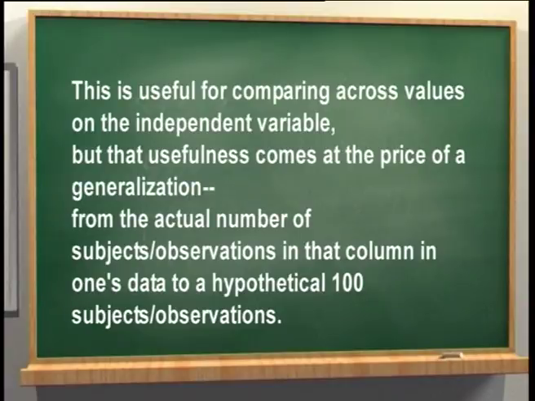Percentages basically standardize cell frequencies as if there were 100 subjects or observations in each category of the independent variable. This is useful for comparing across values on the independent variable, but that usefulness comes at the price of a generalization from the actual number of subjects or observations in that row in one's data to a hypothetical 100 subjects or observations. If the raw row total was 93, then percentages do little violence to the raw scores, but if the raw total is 9, then the generalization, which is on no statistical basis with no knowledge of the sample population's representativeness, is drastic. So, one should provide the total n at the end of each row or independent variable category.